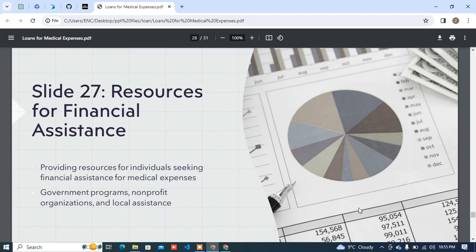Slide 27 is about resources for financial assistance, providing resources for individuals seeking financial assistance for medical expenses. And point 2 is government programs, non-profit organizations, and local assistance.